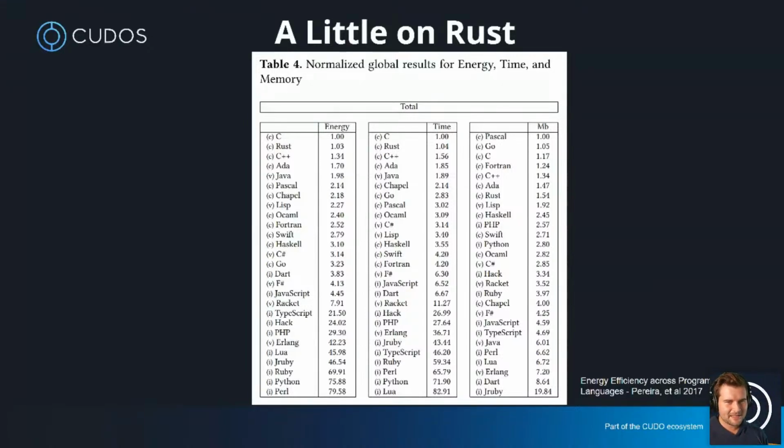And so we can see here that C came out. So if we just look at the energy column here, we can see that C came out the fastest or most energy efficient of the programming languages. So that was set at the baseline index of 1. Rust was a slight bit more expensive on energy at 1.03.